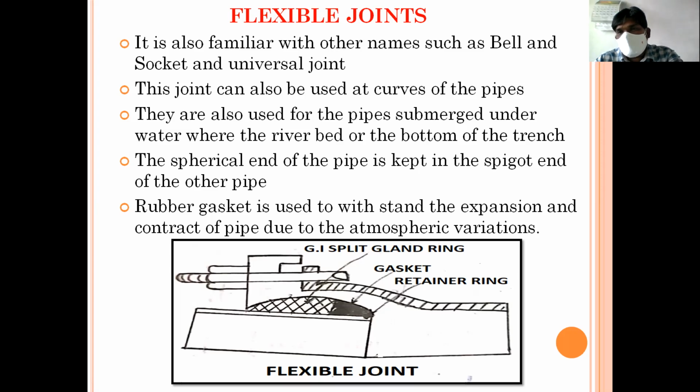Understand? Joint in the sense, why are we going for joints? To join the pipes. That is to join the pipes, we go for joints. This is the bolt with which we can tighten the joint.